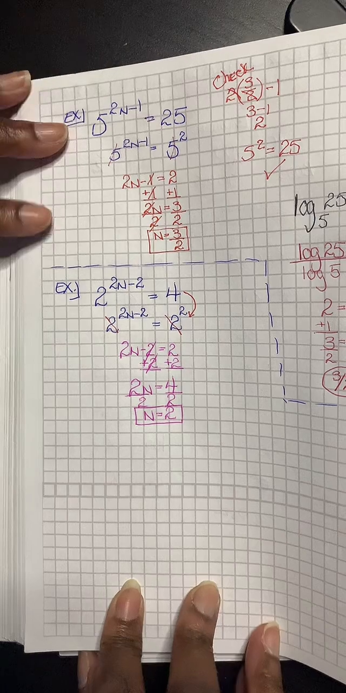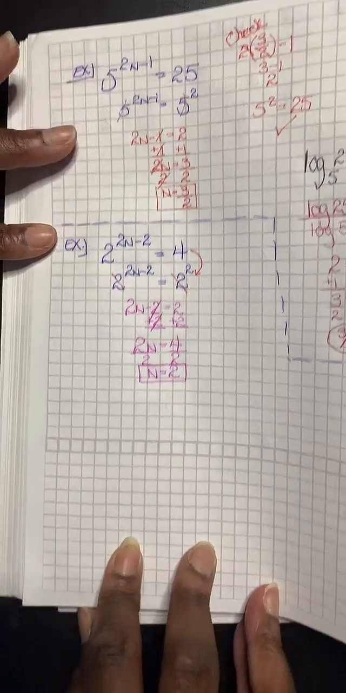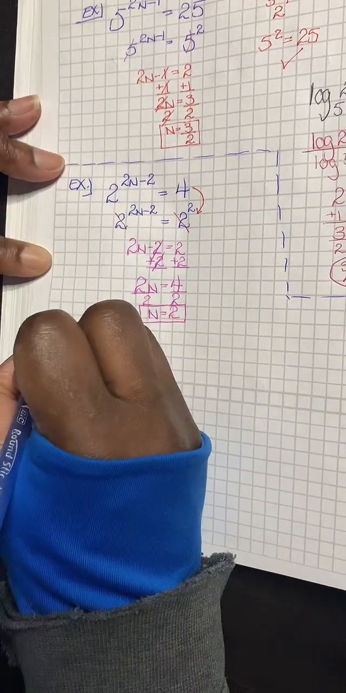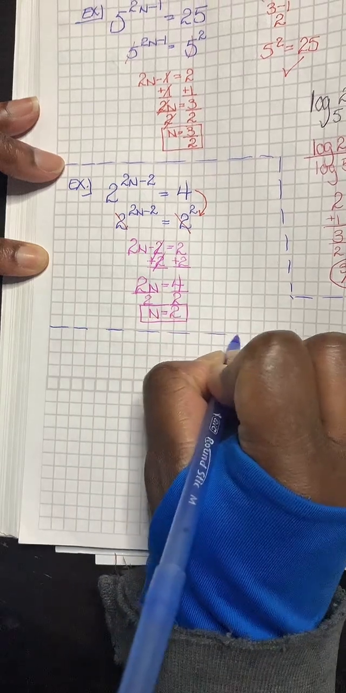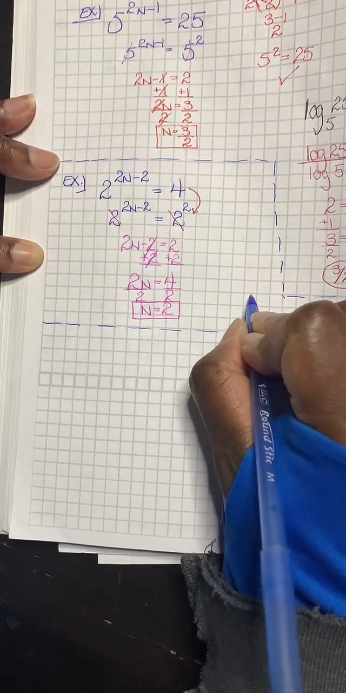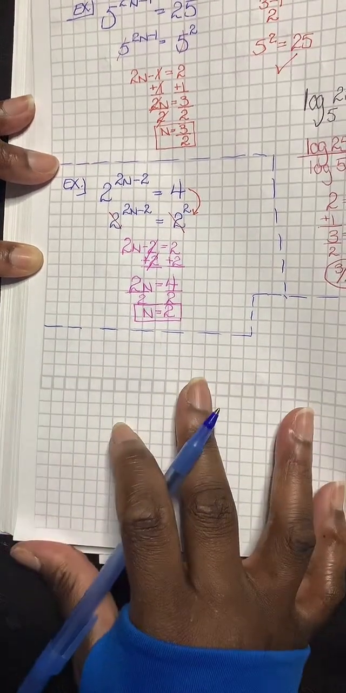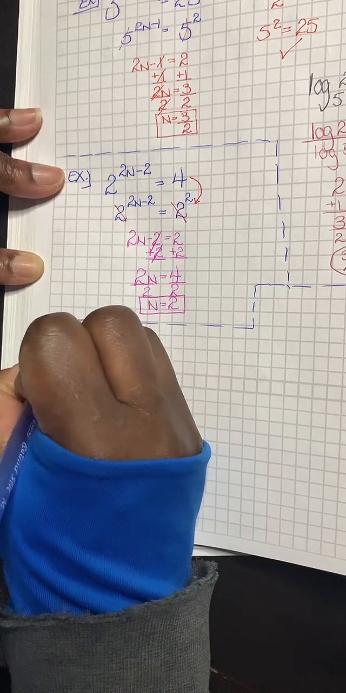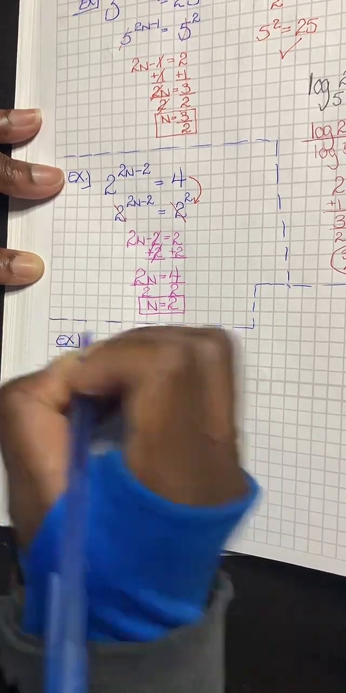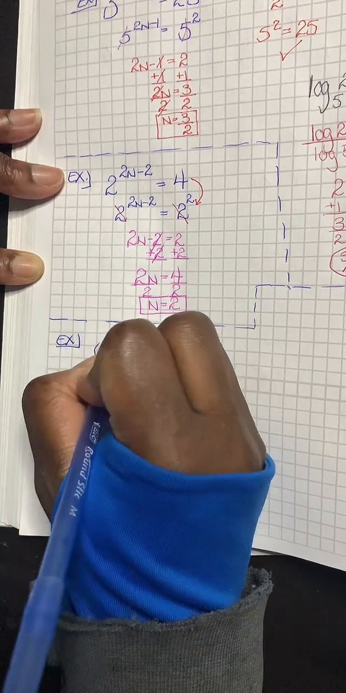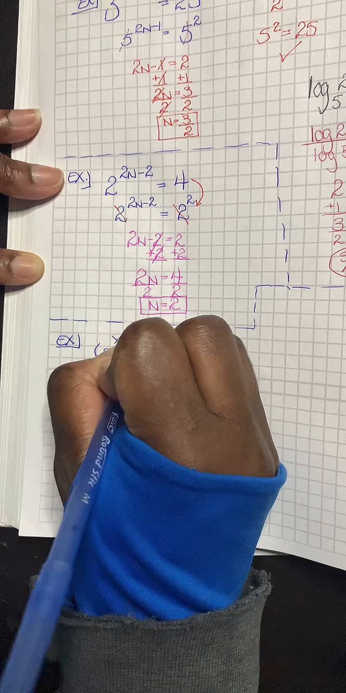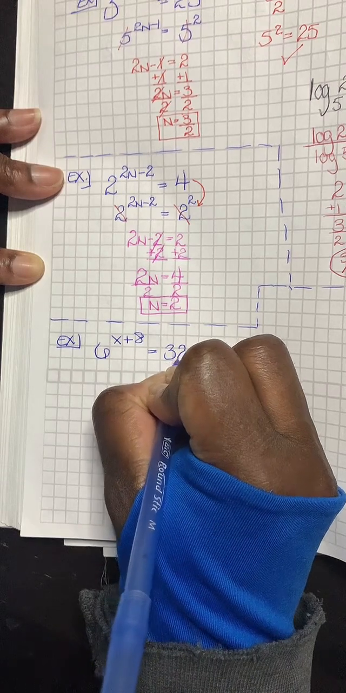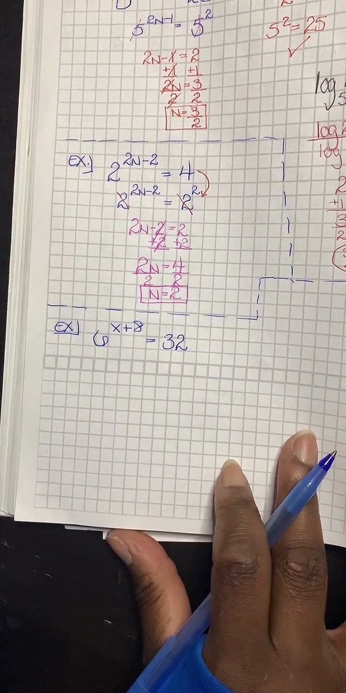Let's try this one. Okay. All right. How about, so we have 6x plus 8 equals 32.